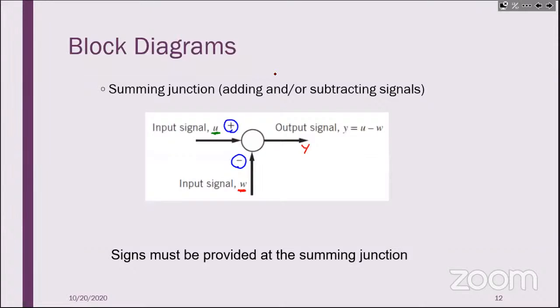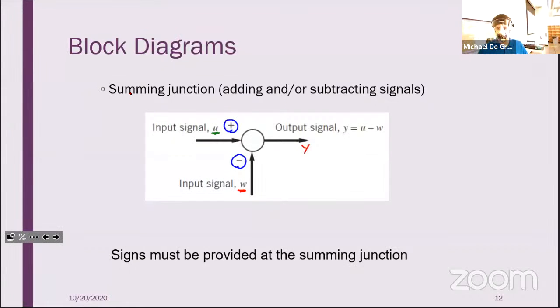It says here that signs must be provided at the summing junction. The general rule of thumb is if you don't provide a sign, that you meant it to be positive. So you'll often see me just mark where my negatives are. That's how I was taught to do it. Either way is fine. But remember, if you leave one off, I'm going to assume automatically that you meant it to be positive. All right, you guys have any questions on summing junctions?